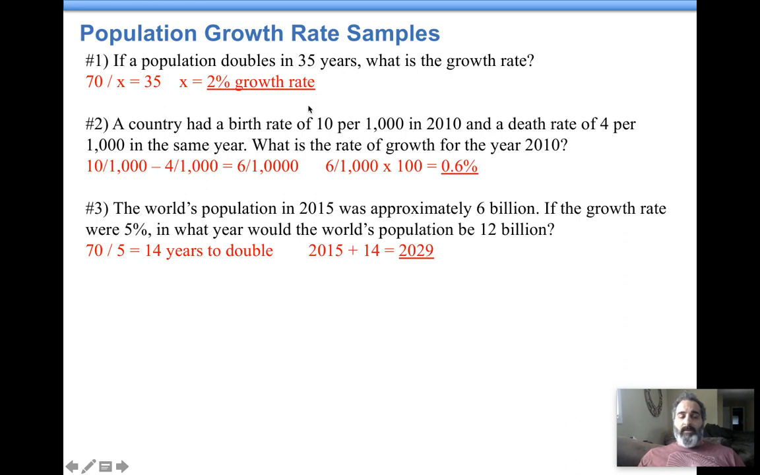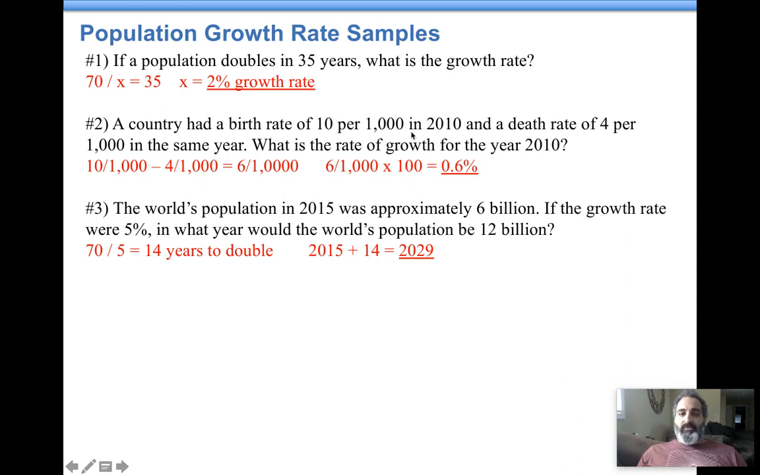This problem: a country had a birth rate of 10 per 1,000 in 2010 and a death rate of 4 per 1,000 in the same year. What is the rate of growth for the year 2010? This is a common way birth rates and death rates are given. You're probably noticing currently, with the coronavirus, they give statistics like per 10,000 or per 100,000 or per 1,000 how many cases we have. So there's a common way statistics are given.